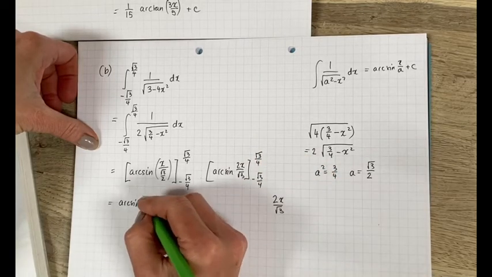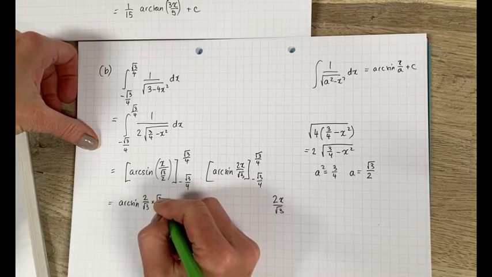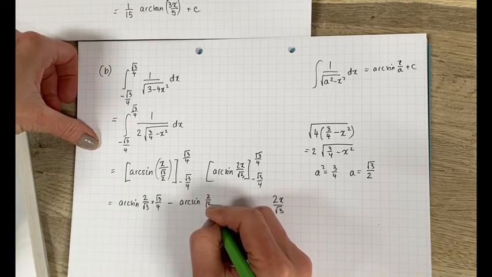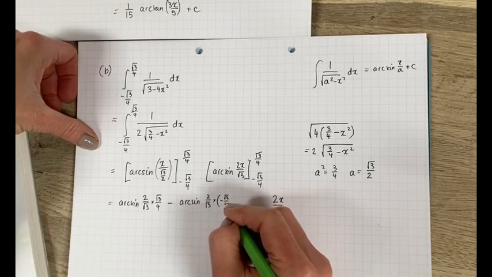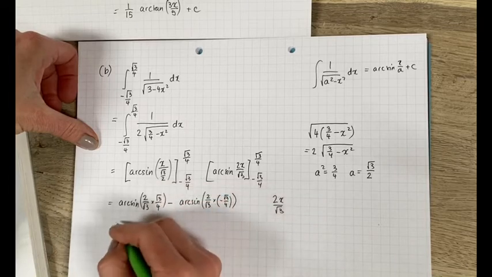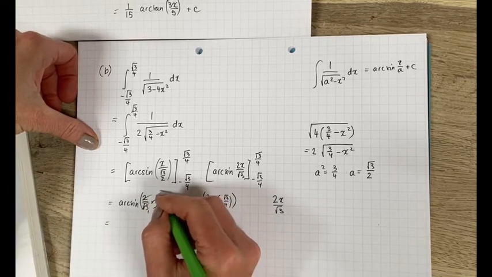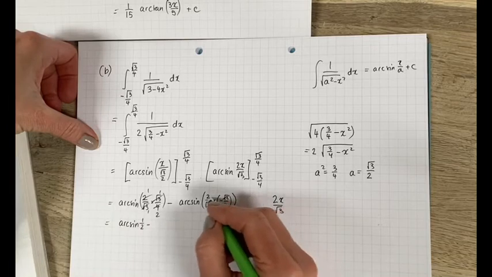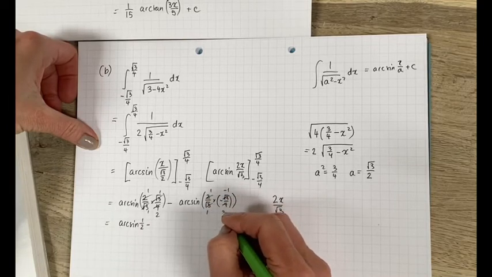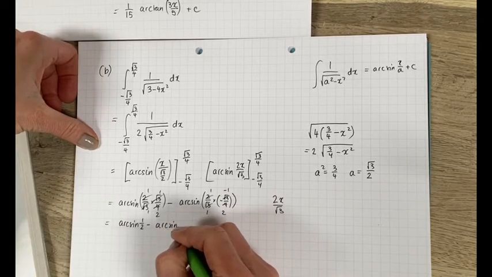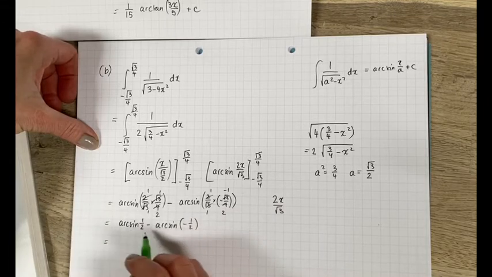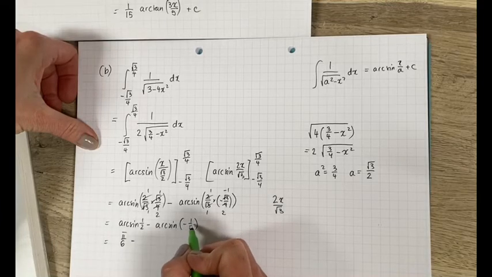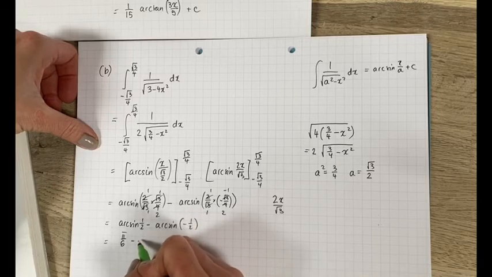Okay, so we're going to put the top limit, so it's arc sine of 2 root 3 times root 3 over 4, minus arc sine of 2 root 3 times minus root 3 over 4. So that's going to be arc sine half, and then arc sine of minus a half. Okay, so arc sine a half is going to be pi over 6, minus arc sine of minus a half. So sine is equal to minus a half, minus pi over 6.